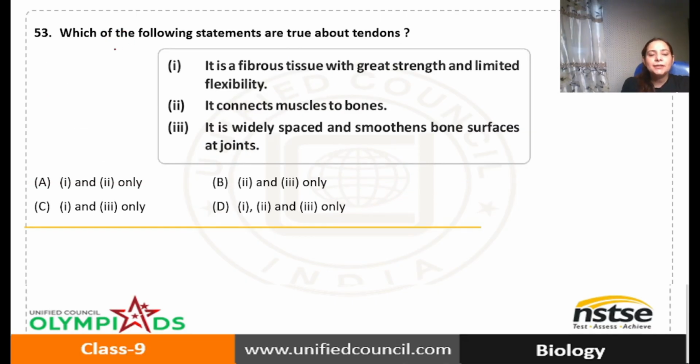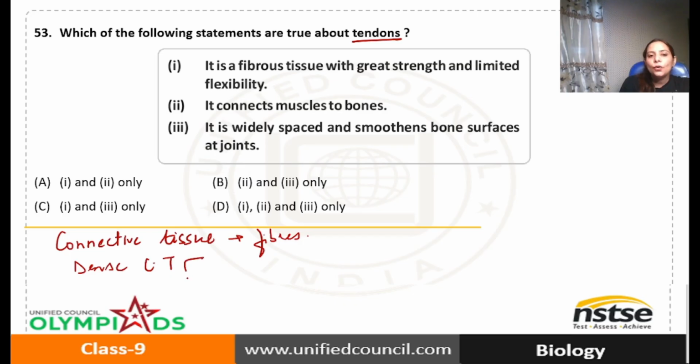In this question, it is asked which of the following statements are true about tendons? First statement, it's a fibrous tissue with great strength and limited flexibility. Second, it connects muscle to bone. Third, it is widely spaced and smoothens bone surfaces at joints. Now let me explain to you about connective tissue, because it falls in that category. Connective tissue is basically a tissue which connects different tissues together, and it is also formed of many fibers. Okay, and let me tell you that under this category we have one connective tissue, that is dense connective tissue.